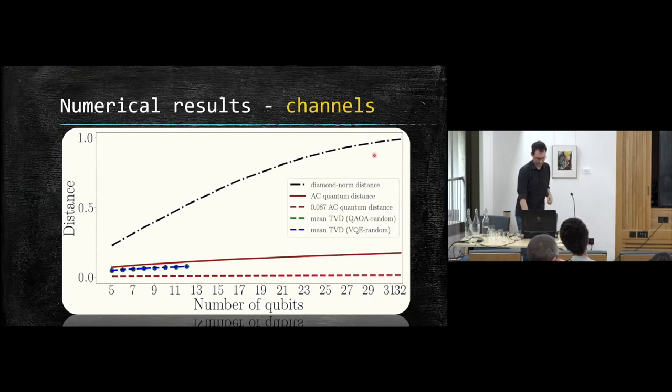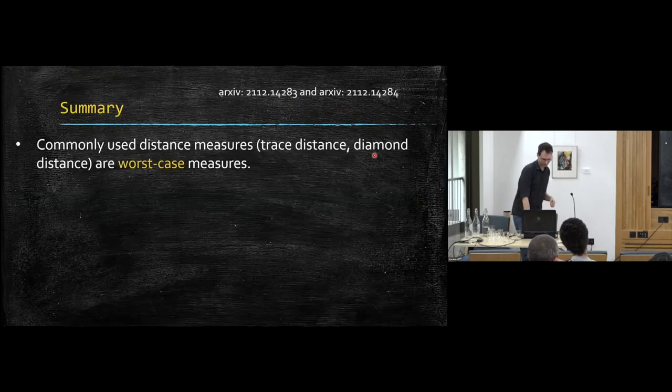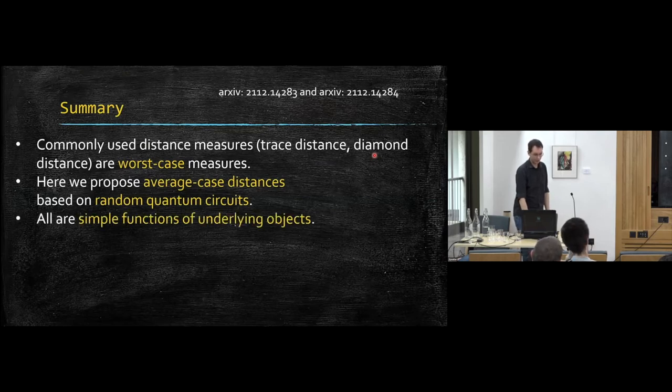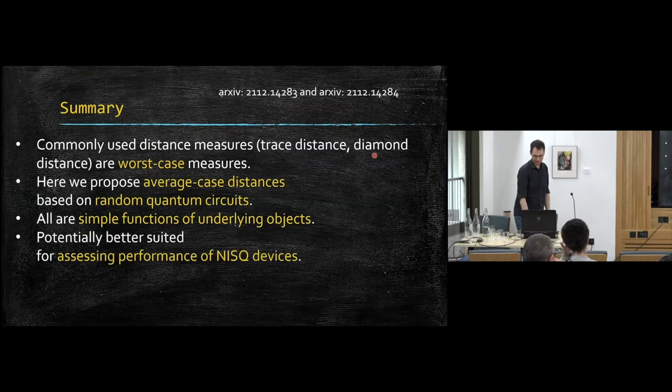Just similar stuff for channels. Just to summarize, what I talked about is that those commonly used distance measures, like trace distance between states, diamond distance between channels, and also corresponding distance for measurements, tell you how bad your device can perform in principle. And here we considered average case distances based on random quantum circuits. All of them are simple functions of the underlying objects and potentially better suited for assessing performance of NISQ devices.